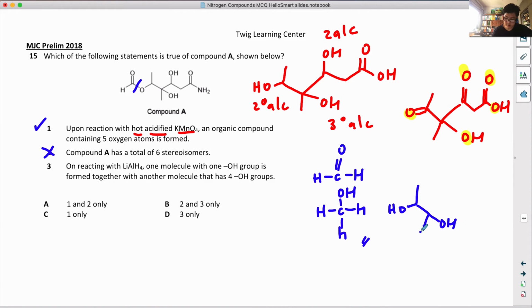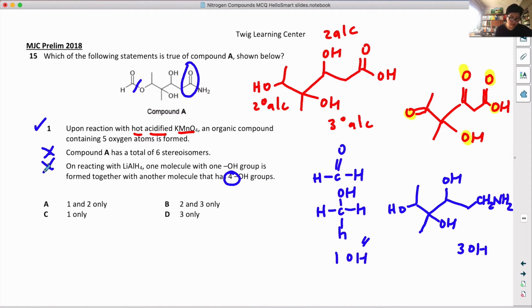Let's go and draw this first. The alcohol here still remains. The amide will become an amine, so the C double bond O will become CH2. So this compound has 1, 2, 3 OH groups, and 1 OH group. But here they say 4, so I guess this is also wrong. So the answer is C. You just have to learn that when an ester gets reduced with lithium aluminum hydride, it forms 2 alcohols, or alcohol on both sides. So this is how it works. Okay, let's move on to the next part.